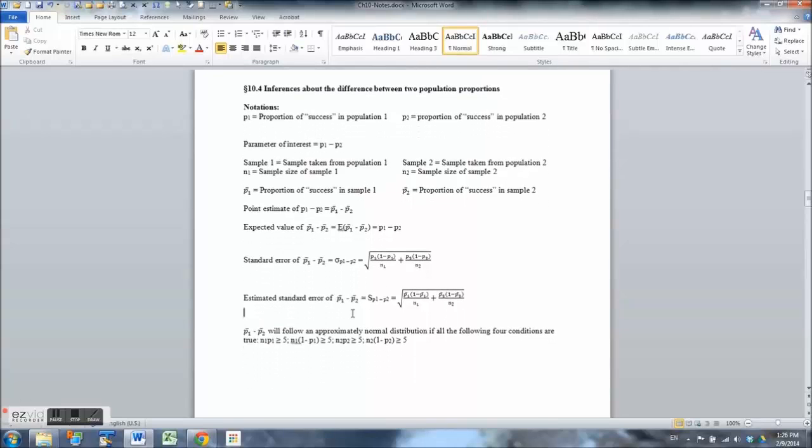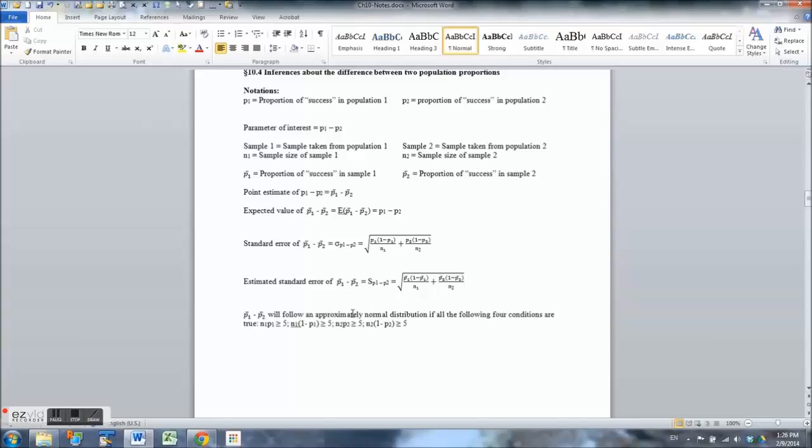And now we are ready to construct a confidence interval, and we want to be able to use the normal distribution for this. In order for us to be able to use the normal distribution, we need to make sure that the sample sizes are large. Therefore, we need to make sure that these factors are all greater than or equal to 5. So you take the first sample, N sub 1 times P bar sub 1 and N sub 1 times 1 minus P bar sub 1, they both must be greater than or equal to 5. The same must be true for the second sample, N sub 2 times P bar sub 2 and N sub 2 times 1 minus P bar sub 2, both must be greater than or equal to 5.